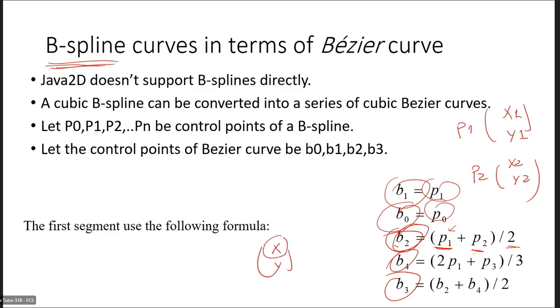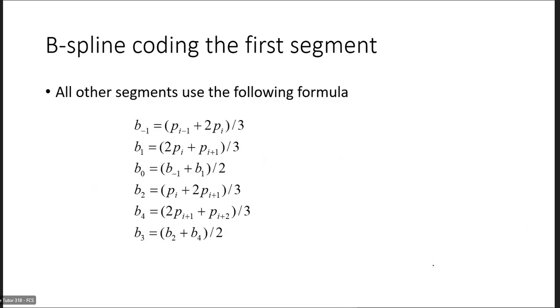How to calculate the X component? By using this formula: the X component of P1 plus the X component of P2 divided by 2, so X1 plus X2 divided by 2. And the Y is calculated with the same formula: Y1 plus Y2 divided by 2. So this is for calculating B2. To calculate B3, we make 2 P1 plus P3 divided by 2, and we apply this for the X component and for the Y component. So here we have the program.